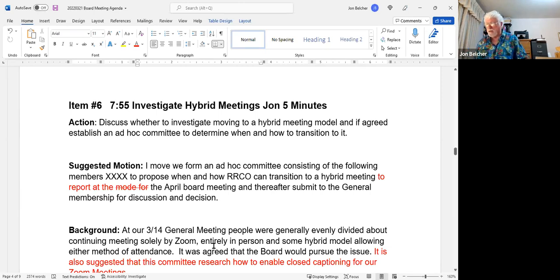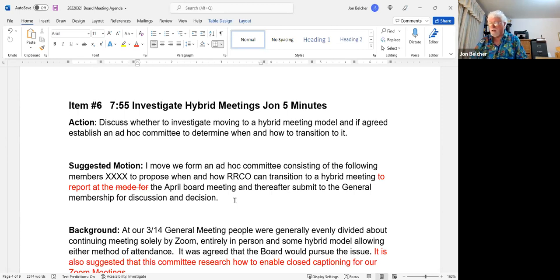And the suggested motion here is: I move we form an ad hoc committee consisting of the following members to propose when and how RRCO can transition to a hybrid meeting, to report at the April board meeting, and thereafter submit to the general membership for discussion and decision. So in other words, let's form a committee, let them come with a proposal to our next board meeting, discuss it then, hopefully reach agreement, and then take it to the membership for their consideration and approval. So I'll make that motion.